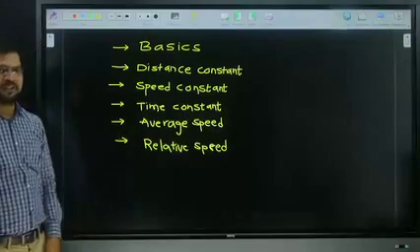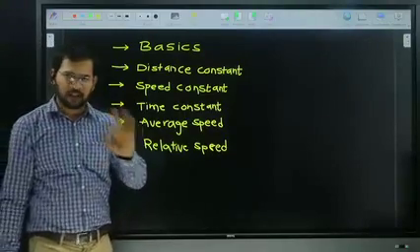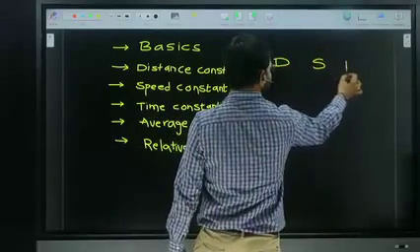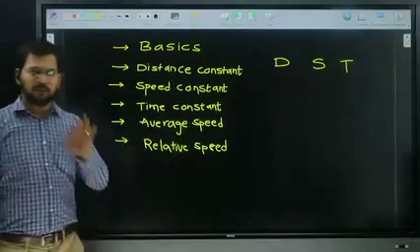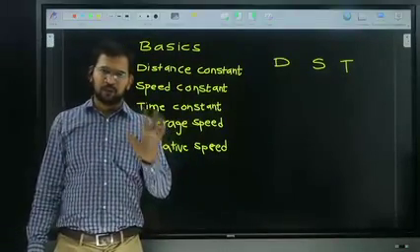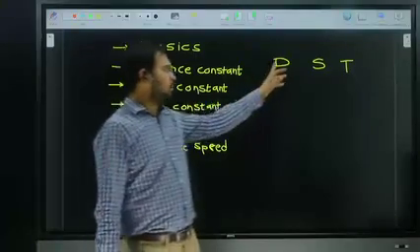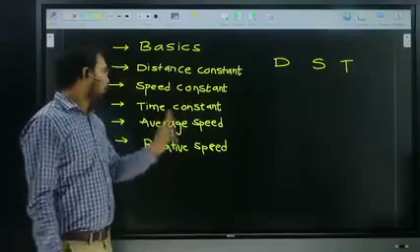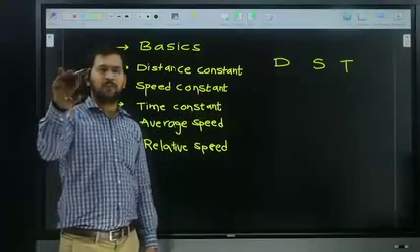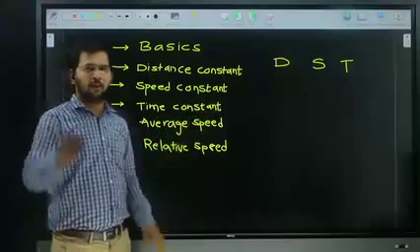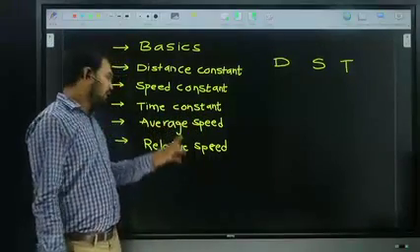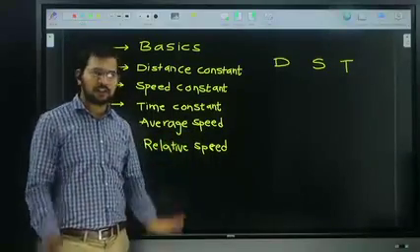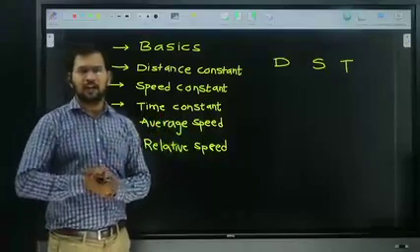Generally, in the entire time and distance module, there are only three variables: distance, speed, time. Whenever distance is constant, what problems may they ask in the exam? Whenever speed is constant, what problems may they ask? Whenever time is constant, what problems may they ask? Whenever they ask a combination of things, we go for average speed and relative speed. These are the major concepts in the time and distance module.